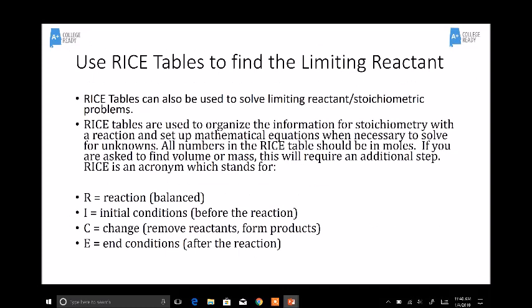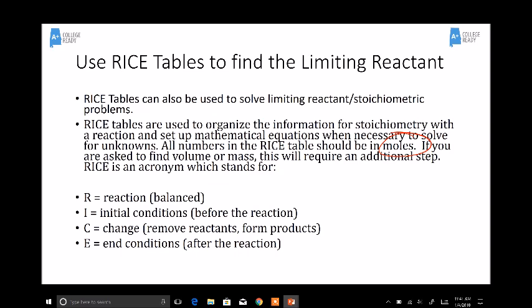RICE tables can also be used to work limiting reactant problems. RICE tables are a way to, like I said, solve limiting reactant stoichiometry problems. They're used to organize the information for stoichiometry with a reaction, and they help us to set up the equations that are necessary to solve for certain unknowns. All the numbers in a RICE table should be in moles. If you're asked to find volume, which you may be in some problems, or mass, you're going to have to do some steps outside of the table.